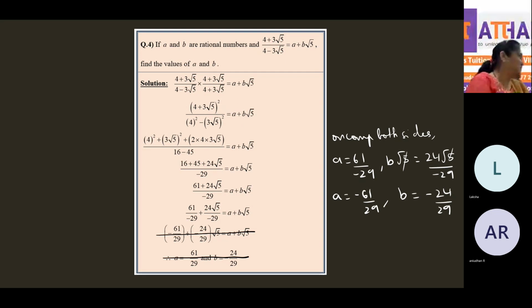Volumes and surfaces. What's happening in your school? Number systems? Your school? Which course? Which school? Which course are you? Number systems. Oh. Number systems.